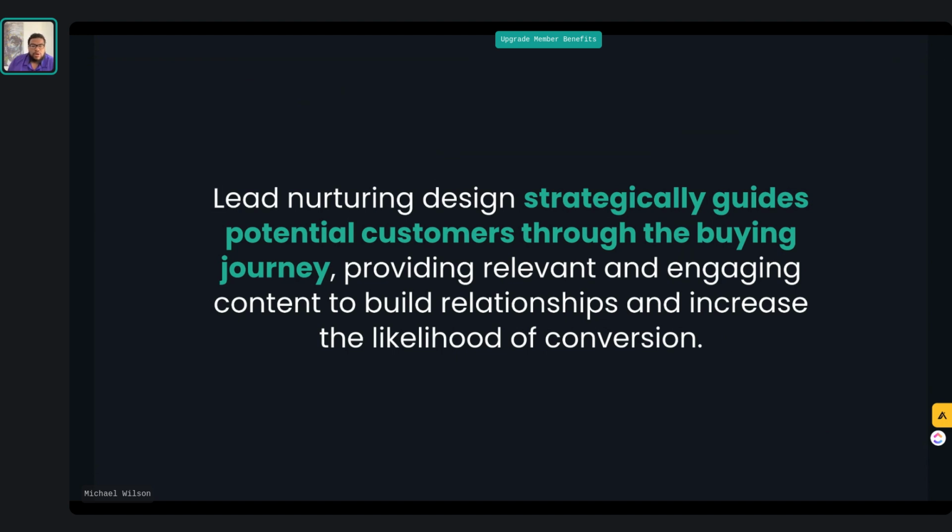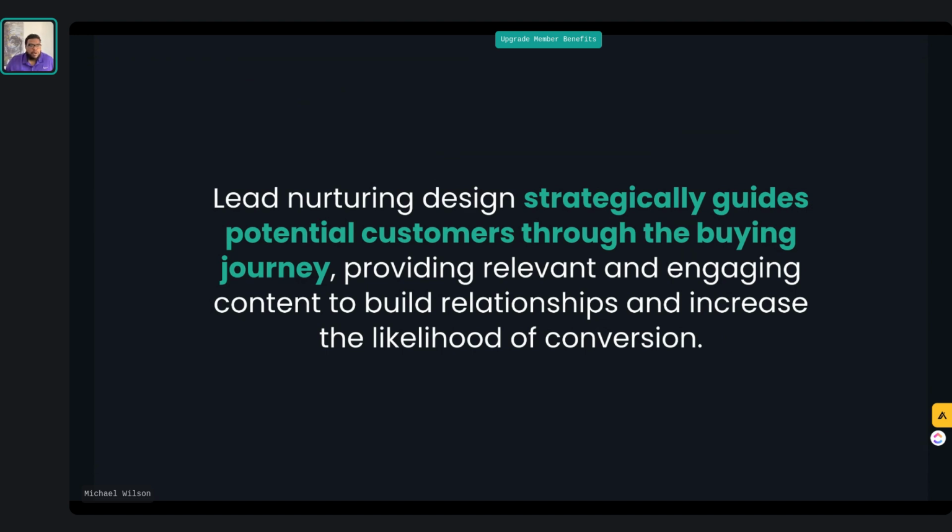Lead nurturing is designed to strategically guide your potential customers through a buyer's journey. There are some different types of lead nurturing that we'll get into throughout this presentation, and it can be used in a lot of cool ways. We want to make sure that we're providing relevant and engaging content that builds the relationship, right? That increases the likelihood of a conversion.